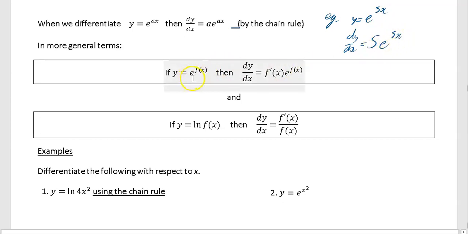So it's the same things happen. You have e to the function of x, and then when you differentiate, you've got the derivative of that function in front, and then e to the f of x. Okay, same idea. If you differentiate y equals ln of f of x, then dy by dx is equal to, so this function goes on the denominator, and its derivative goes on the numerator.